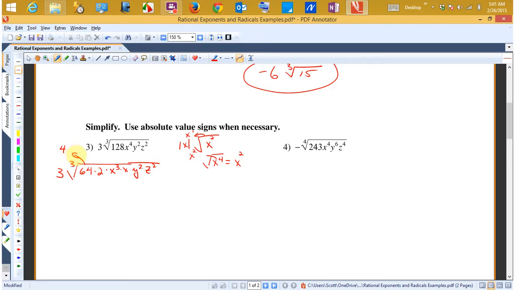So we already took the 64 out. It comes out as a 4. This x cubed comes out as x. And notice that my y squared and my z squared can't come out. So what I'm going to have is the 4 will multiply times the 3, giving me a 12. I will have the cube root of 12x because the x came out. And what I'll have left underneath there would be the 2, this x right here, y squared, z squared.